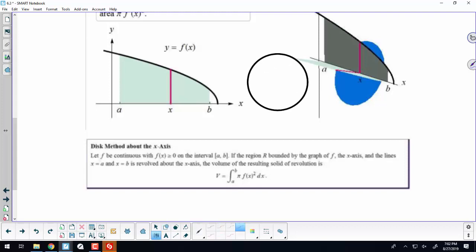And now that we know we're dealing with cross-sections that are circles, we ask ourselves, what's the area of each cross-section? It's just pi r squared, where this distance is your radius. So here is the radius of that particular cross-sectional circle. Again, since the function varies, we know those radii will vary as we go from A to B.